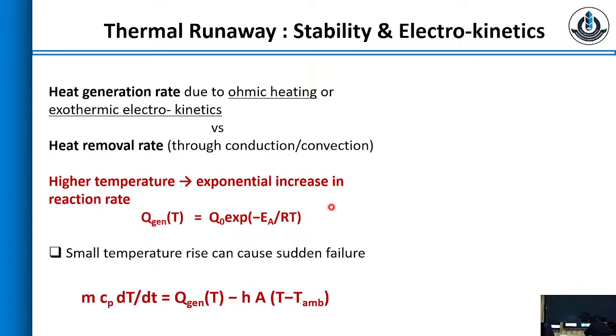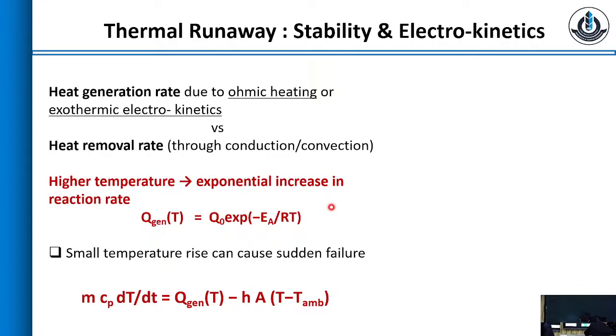Activation energy. That basically says that until you reach a certain temperature threshold, this heat generation will not take place. But once you go beyond that threshold, it will immediately start releasing heat, or the reactions will get triggered, and you will have a chain reaction of heat generation, high heat release. So a very small temperature rise can cause sudden failure, because your heat generation will suddenly increase and your heat extraction is not efficient enough.